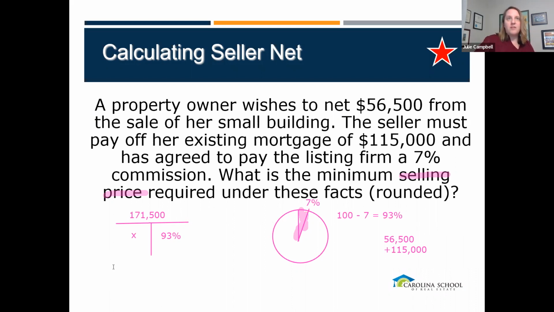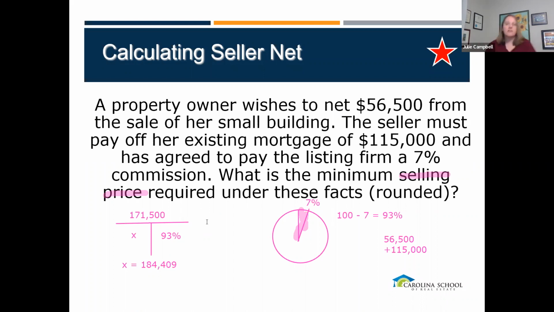That fourth line on the T-bar, this line right here, means what? Divide. So we take 171,500, divide it by 93%. I get a minimum sales price. I'm just going to say 184,409. That might be something you got, depending on how you rounded. In order for the seller to walk away with $56,500, I have to sell their house for $184,409.